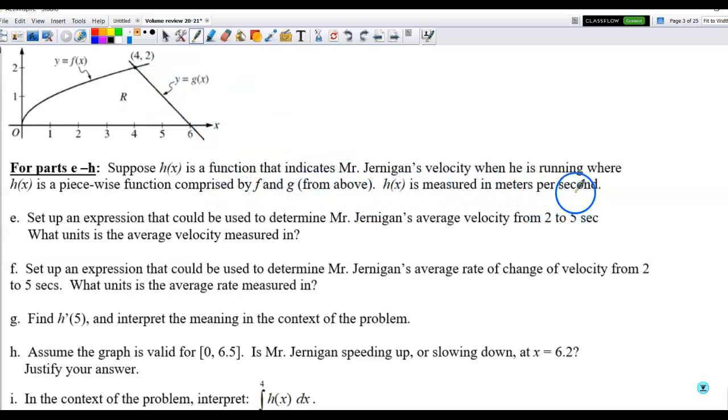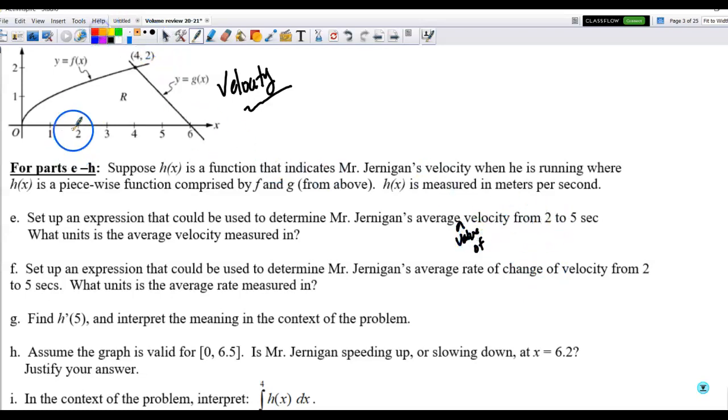H of x is measured in velocity, or excuse me, is measured in meters per second. So this is a velocity graph. I want to remember what I'm looking at. Letter E says, set up an expression that could be used to determine Mr. Jernigan's average value of velocity from 2 to 5 seconds.